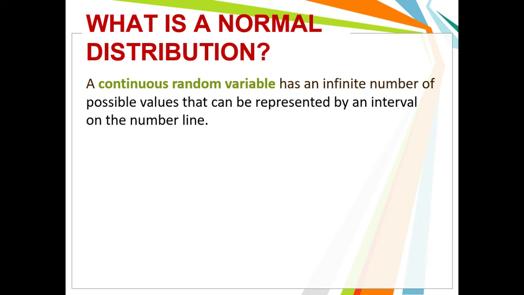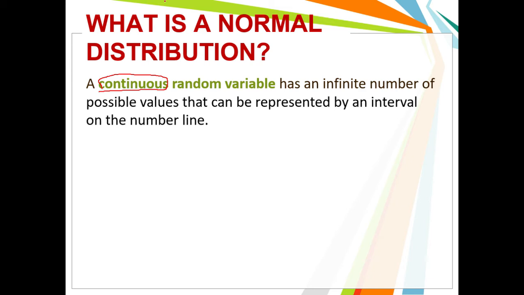So what is a normal distribution? By definition, a continuous random variable has an infinite number of possible values that can be represented by an interval on the number line. Okay? So dito sa ating term, we have the word continuous. So ano ang ibig sabihin ng continuous? Okay, that is tuloy-tuloy. So, tuloy-tuloy, ibig sabihin yan, any values, whether negative or positive, can be considered as a random variable.